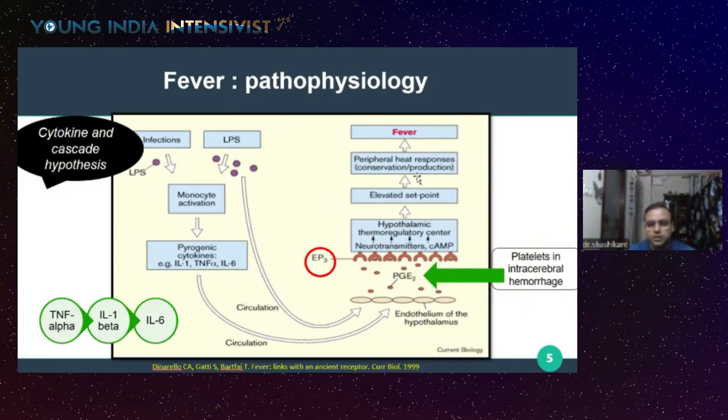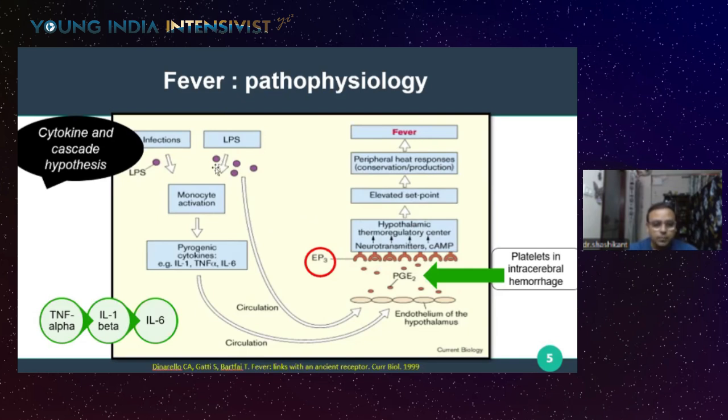So in fever, the hypothalamic set point is elevated during any infection or by lipopolysaccharide from gram-negative bacteria. These lipopolysaccharide molecules can act directly on the endothelium of the hypothalamus, or they can activate the monocytes, leading to production of pyrogenic cytokines, that is interleukin 1, TNF alpha, IL-6, and they act on the endothelium of the hypothalamus, producing prostaglandin E2. This prostaglandin E2 binds to EP3 receptors, and after this, neurotransmitters including cyclic AMP act on the hypothalamic regulatory center, and there is elevation of the set point. Once that happens, there are peripheral heat responses, with conservation of heat loss and production of more heat, and that leads to fever.